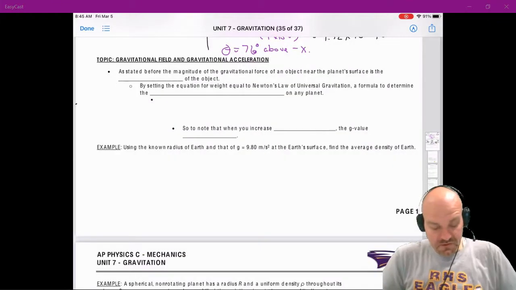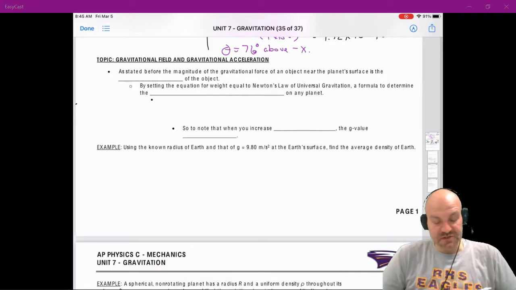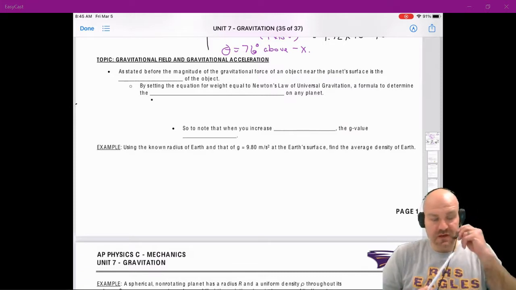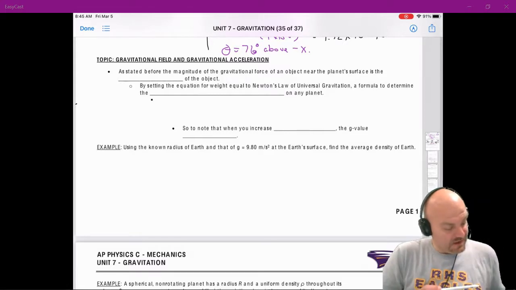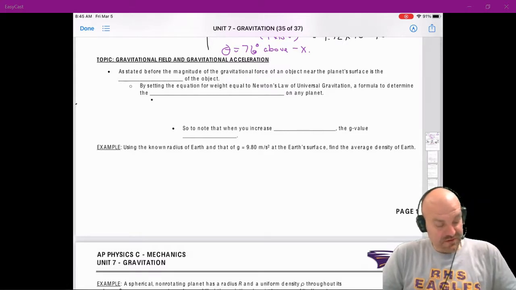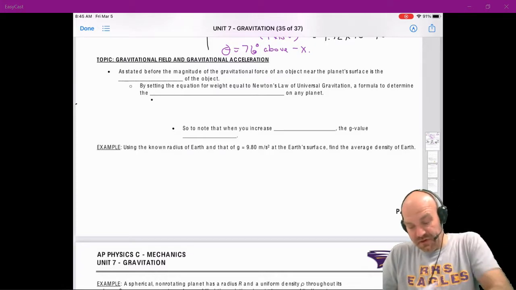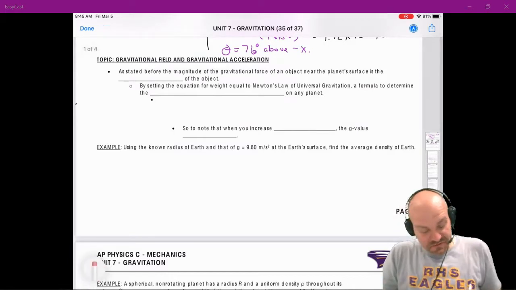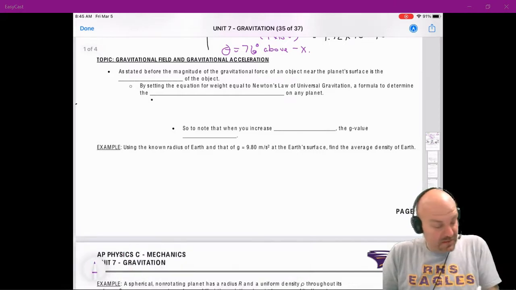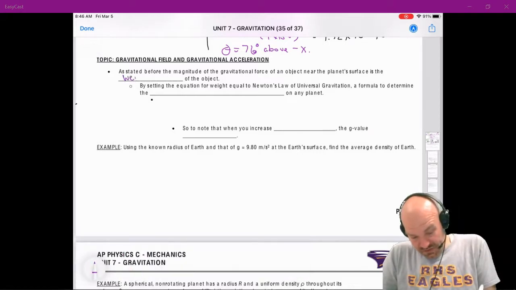Okay, so in this video, we're going to look at gravitational field and then what we consider to be gravitational acceleration, which is also the acceleration due to gravity. As stated, the magnitude of the gravitational force of an object near the surface of a planet. Again, we have to distinguish between surface and at a distance, right? So when we talk about near the surface of a planet, we're looking at the weight of the object.